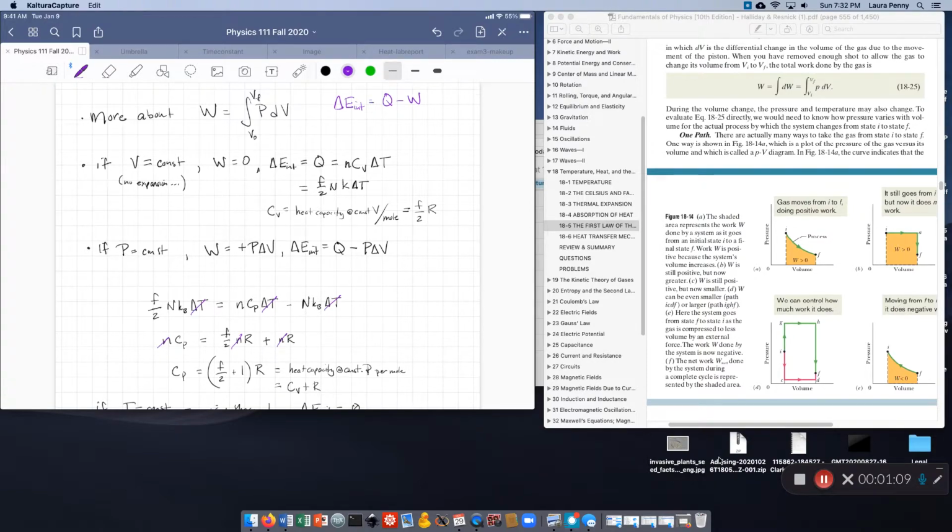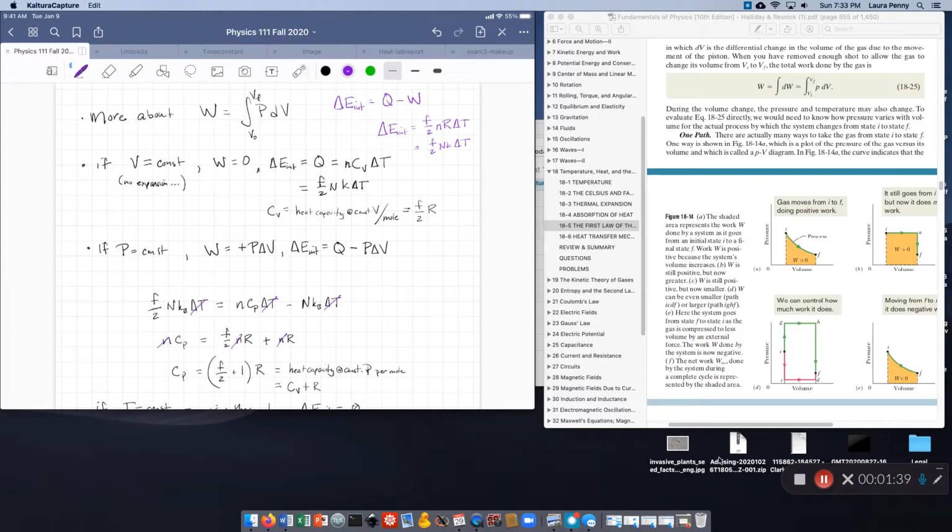And we also should remember that the change in the internal energy is going to be f over 2 times little n times R times the change in temperature, or we can write this in terms of capital N and k, change in temperature. And these are from earlier videos. So a bunch of different situations can occur.